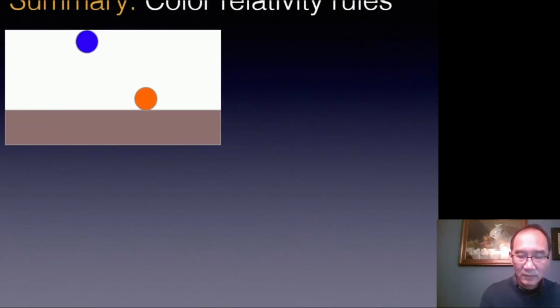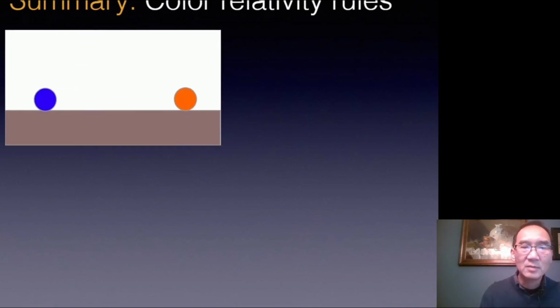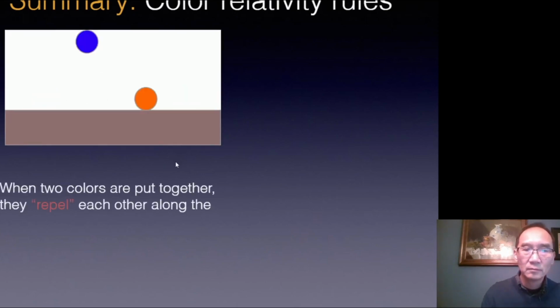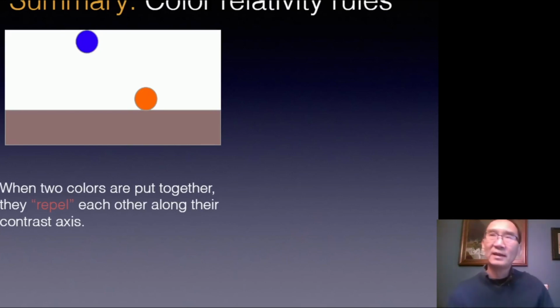So, color relativity rules. I made a little animation here. If you have one color and another color, and you bring these two colors together, what will happen? They look like this. When you bring these two colors together, the contrast or the separation distance becomes larger. When two colors are put together, they repel each other along their contrast axis.